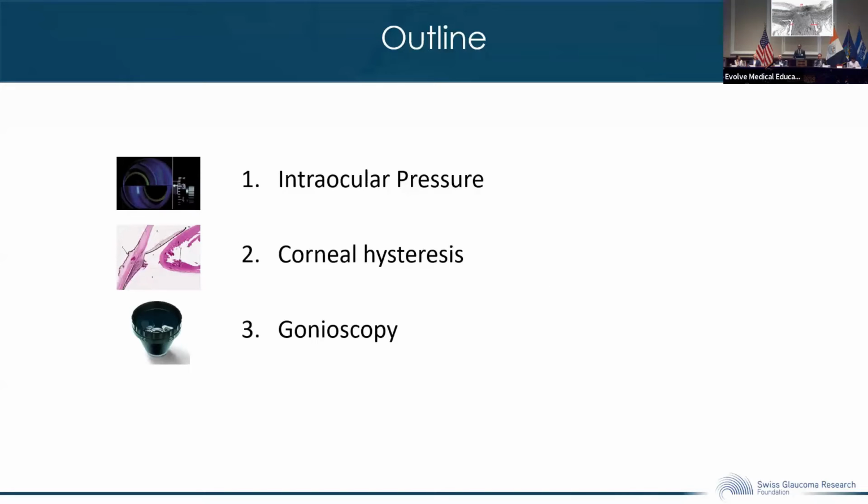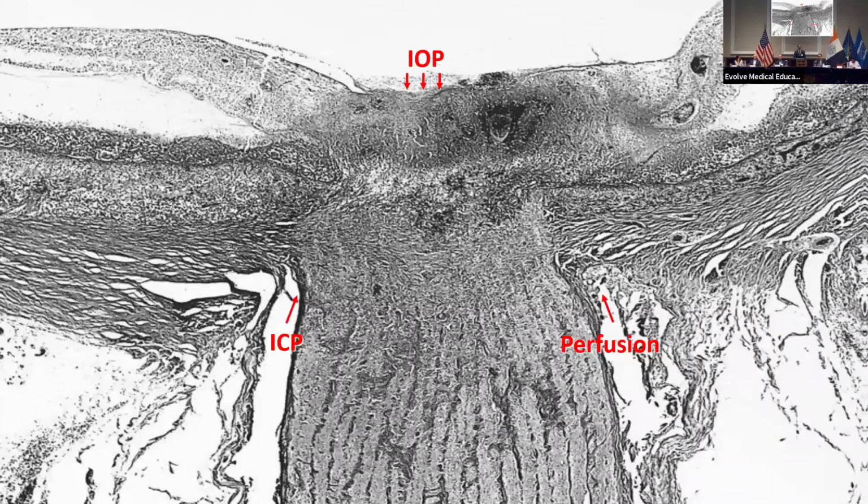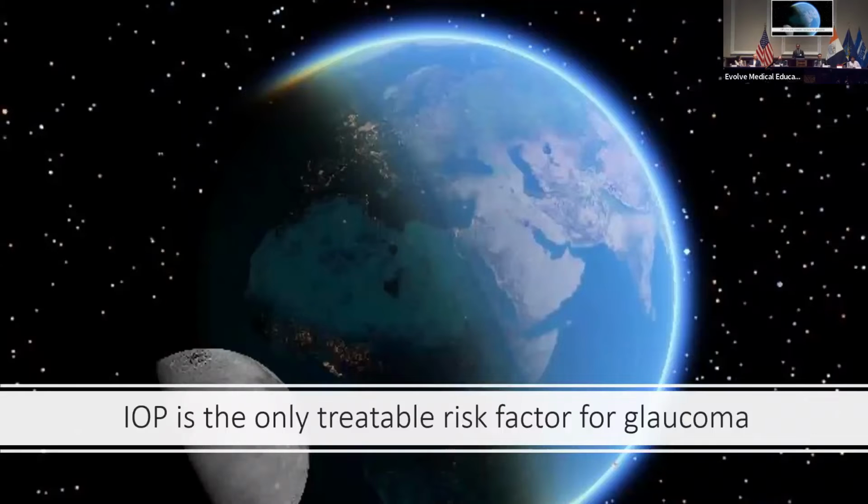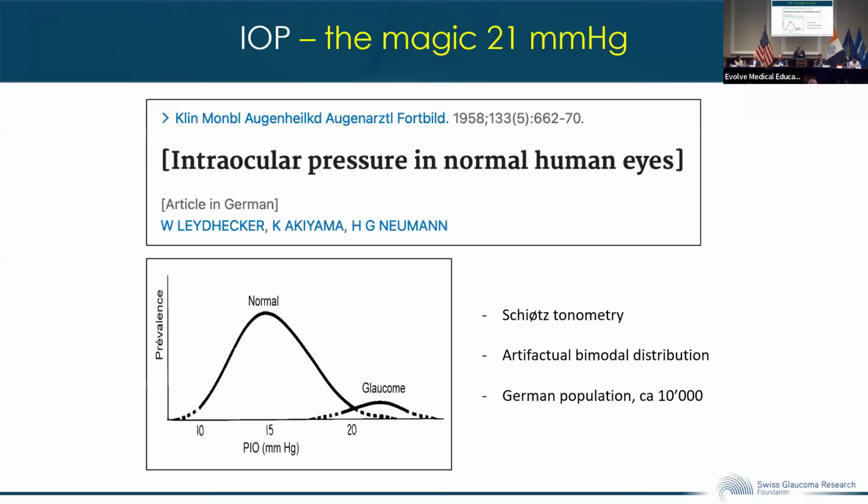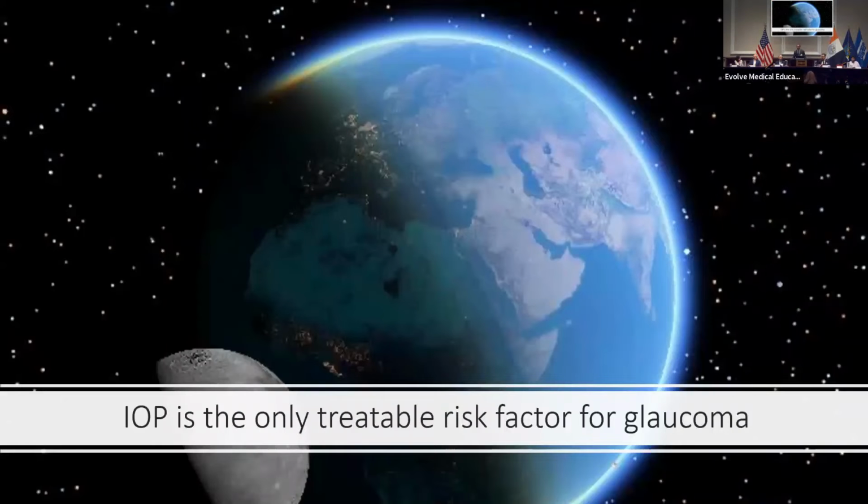Let's start with IOP. We all know, of course, that in glaucoma, intraocular pressure is only one of different pressures that play a role, ICP, perfusion pressure, and so on. But IOP is the only one that we measure routinely in our clinics, and the only one which we can treat. The problem with IOP is that what we know about it reflects only part of the picture.